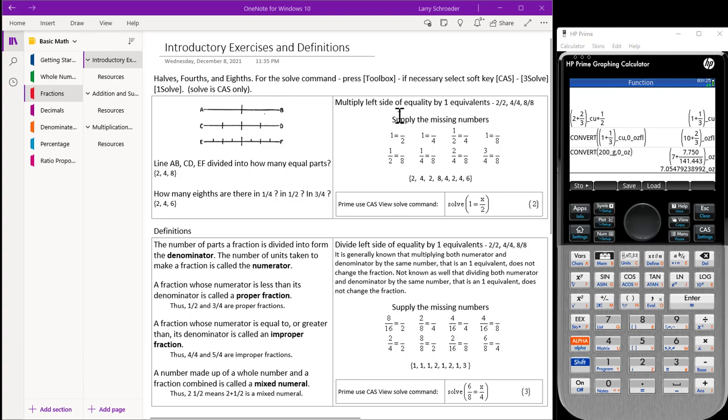Let's look at equivalent fractions. When we multiply the left side of an equality by 1, the equivalents are like 2/2 is 1, 4/4 is 1, and 8/8 is 1. We come up with higher terms for fractions. When we divide by equivalents of 1, 2/2, 4/4, and 8/8, people generally do this, but they did not realize that this was a rule. We come up with the answer in reduced form.